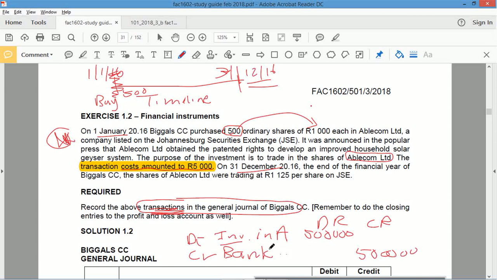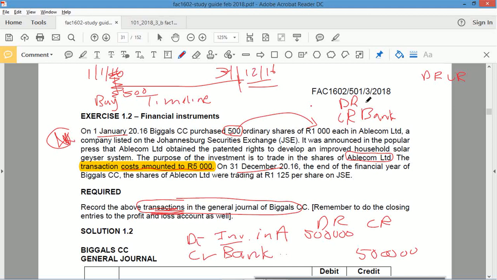Okay, did anything happen during the life of those shares? No, but there were transaction costs. So what is a transaction cost viewed as? An expense. Good. What do you do to an expense? It increases on the debit side. Okay, so how would you represent the journal? Debit what? Credit what? Credit bank. Good. Debit expense.